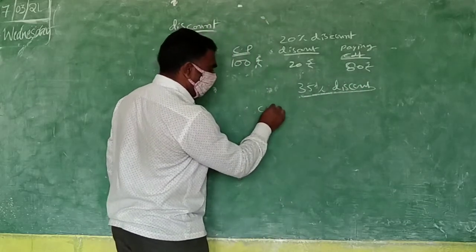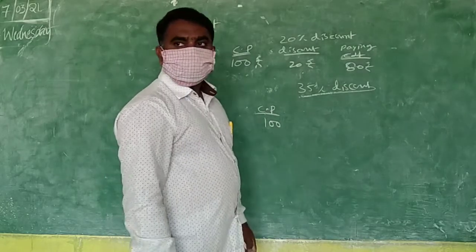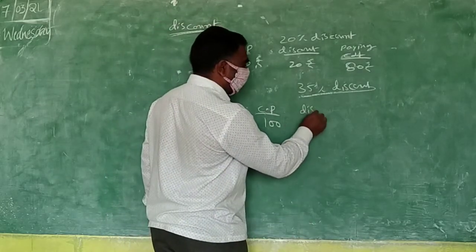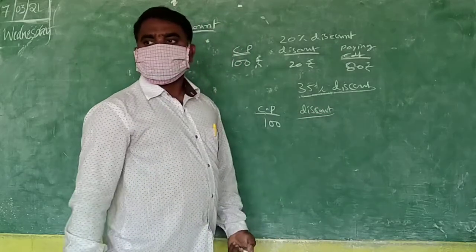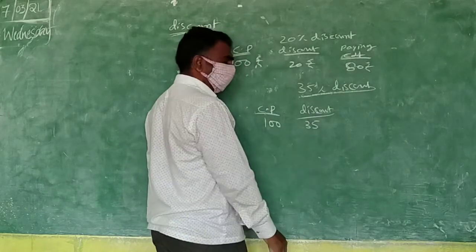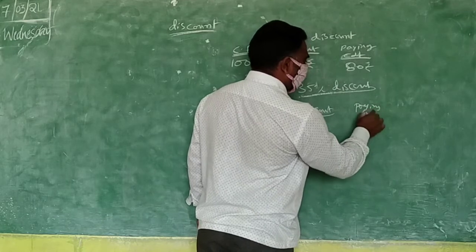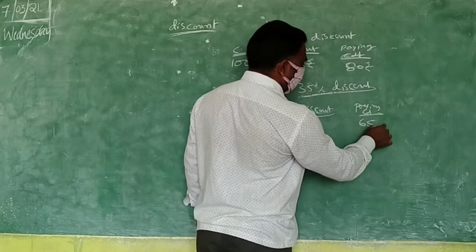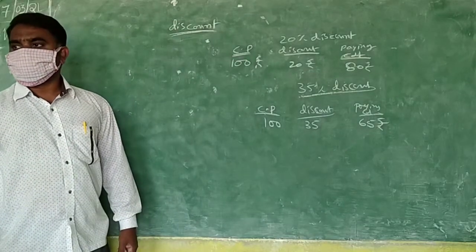So what is the meaning of 35% discount? Can you say? If CP is 100 rupees, then they are giving a discount to us. Discount means concession, or a decreasing amount for us. How much money? 35 rupees he will decrease for us. And how much do you have to pay? The paying cost is 65 rupees. That is the meaning of discount.